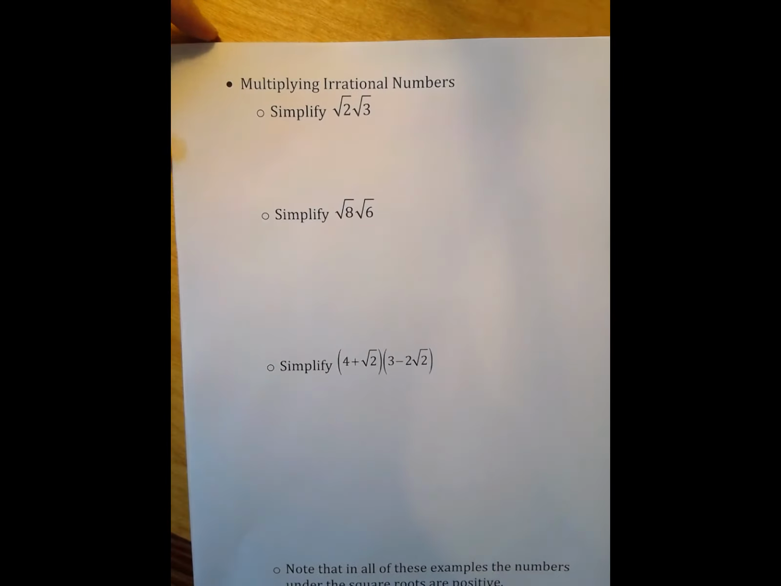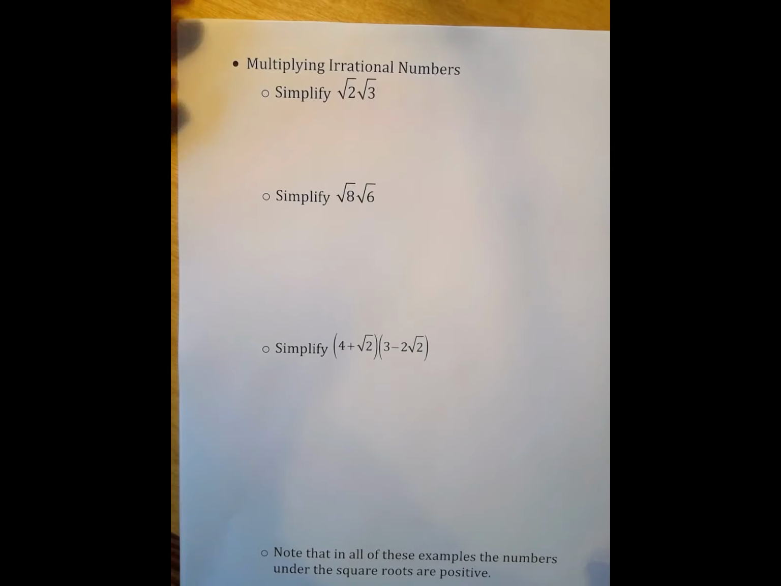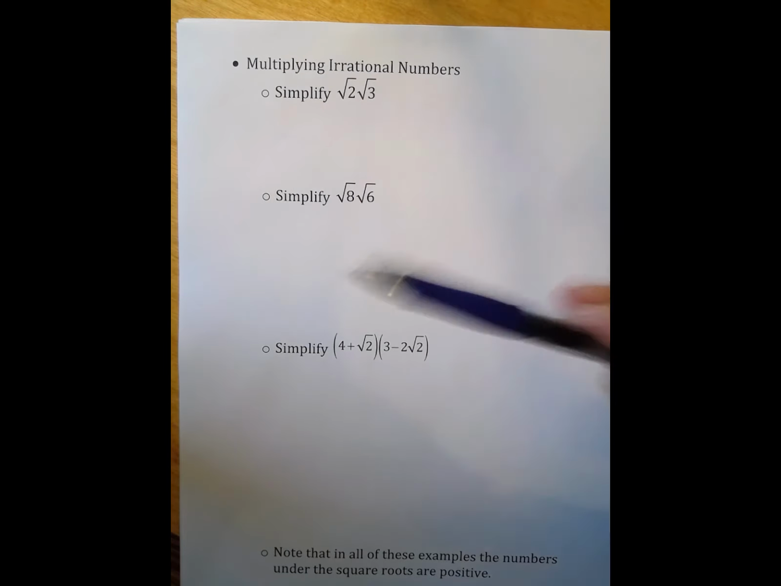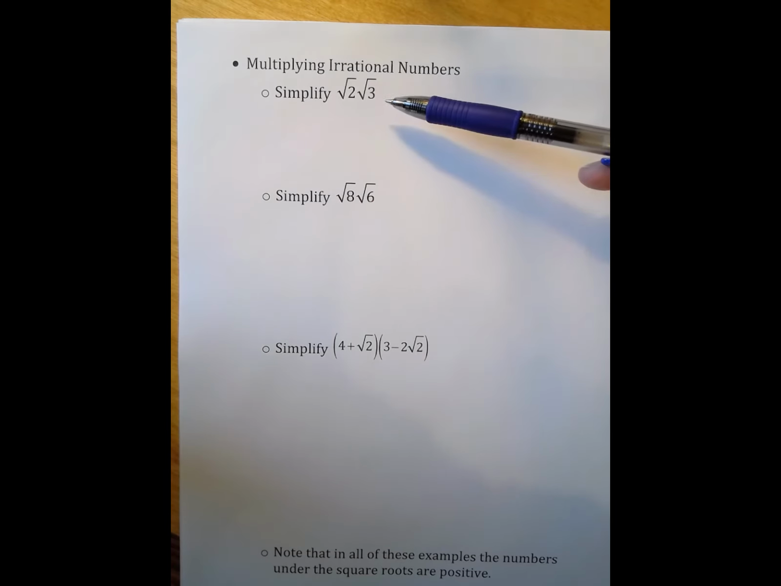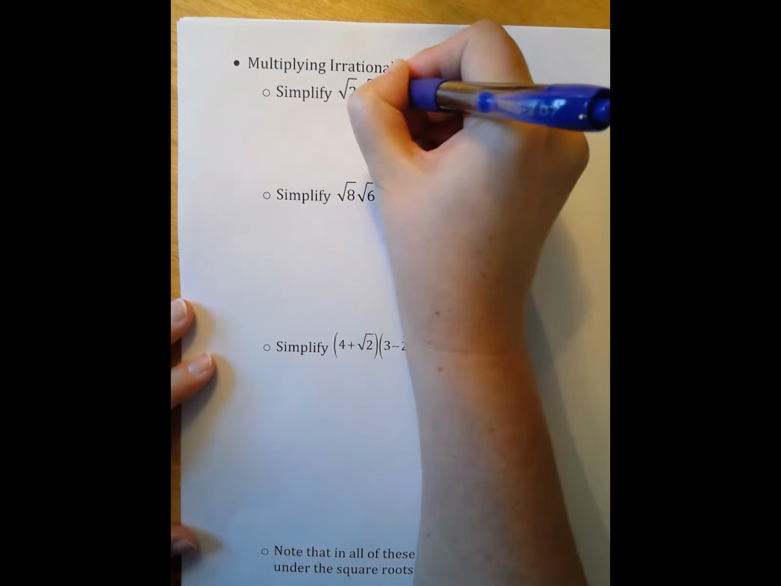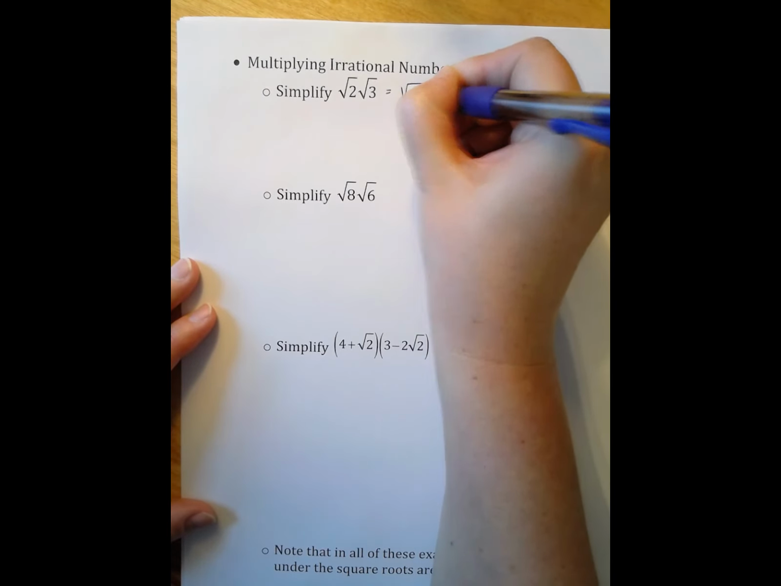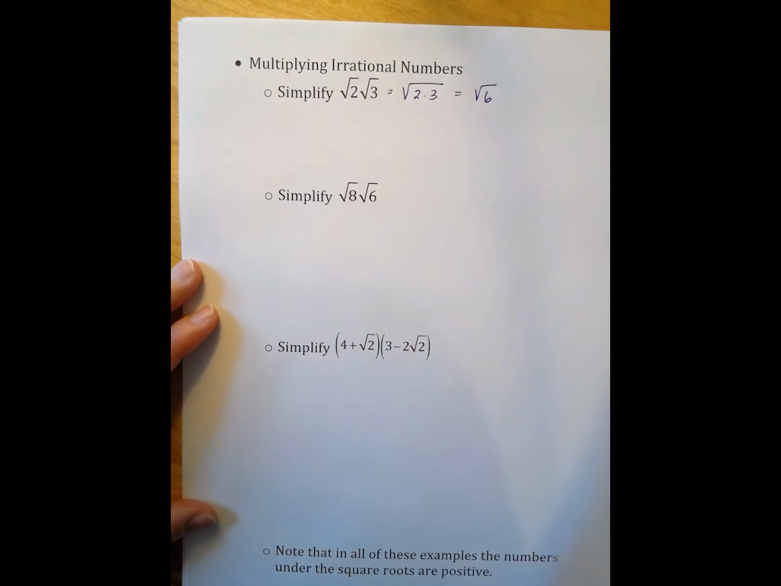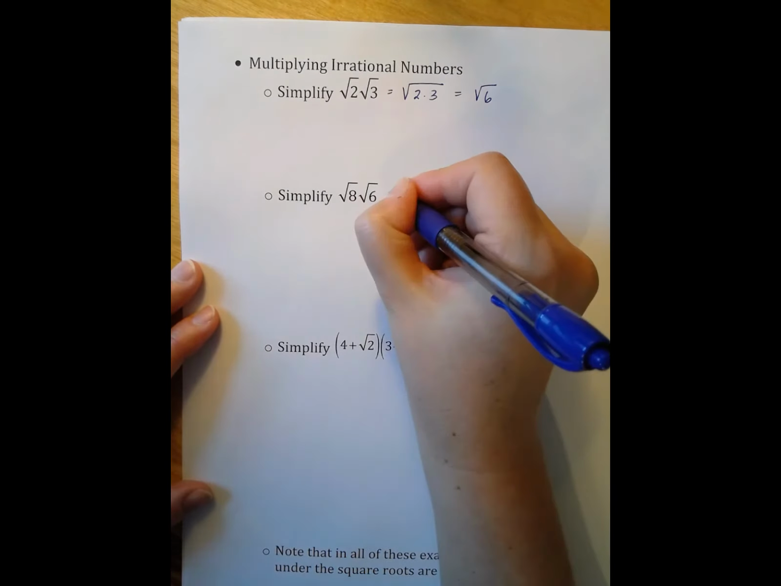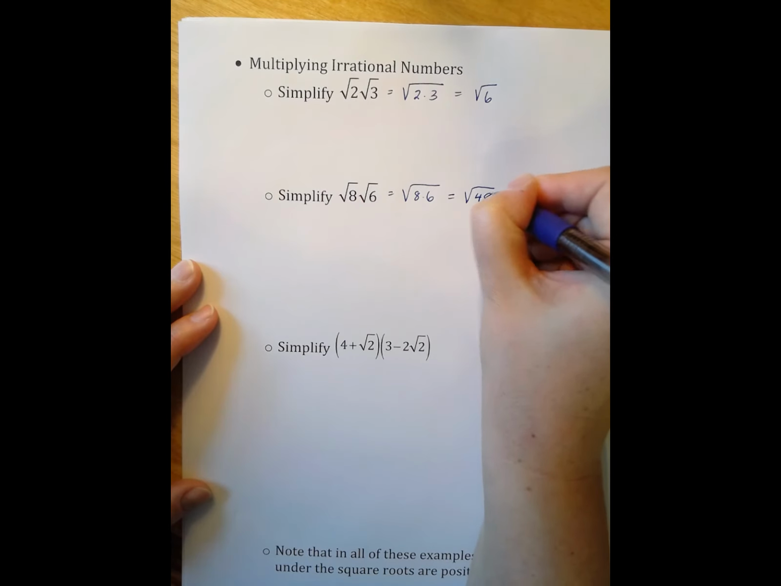The second part of these notes has to do with multiplying irrational numbers. We're going to talk about this in more detail in the next notes, but I just want you to notice that in the examples we have here, both the 2 and the 3 are positive, and both the 8 and the 6 are positive. So if you'll remember, we can rewrite this as the square root of 2 times 3, which is the square root of 6. For our second example, I can rewrite that as the square root of 8 times 6, which is the square root of 48.